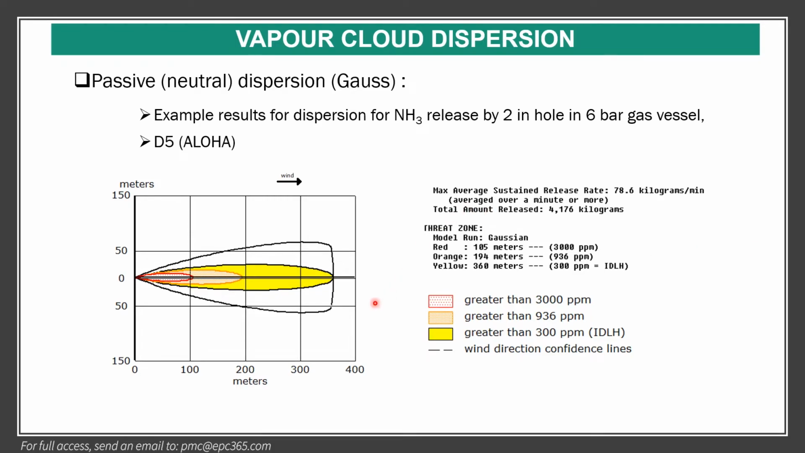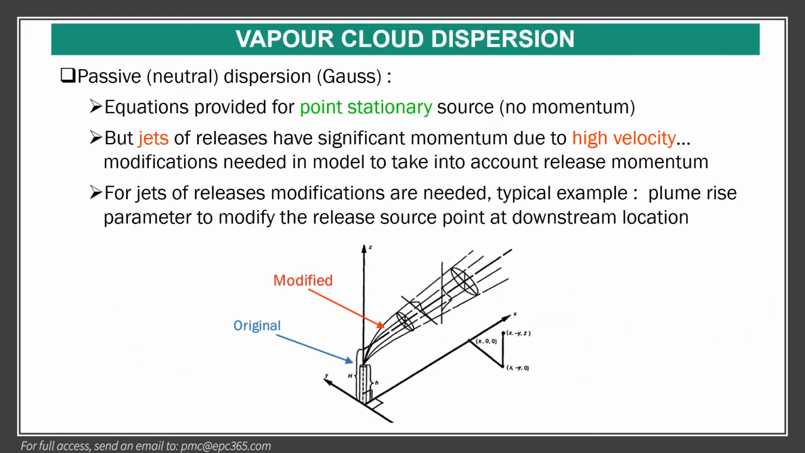With ALOHA, you can do the dispersion calculation. For example, dispersion of ammonia, release from a 2-inch hole in a 6-bar gas vessel, stability class D and 5. It goes about 350 meters, as you see here, for IDLH. So you should calculate this with ALOHA, and we will discuss it later.